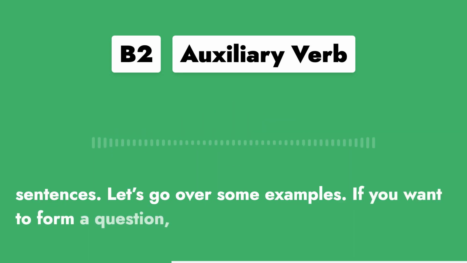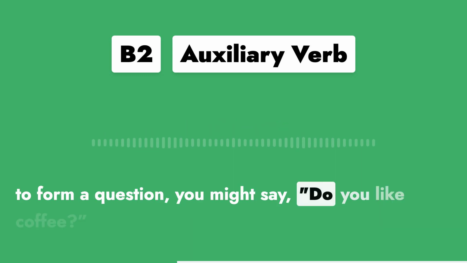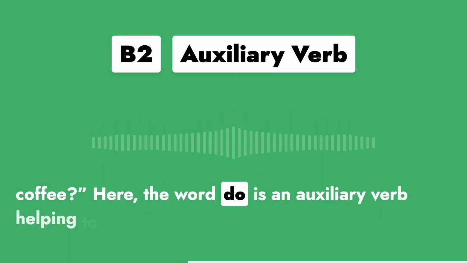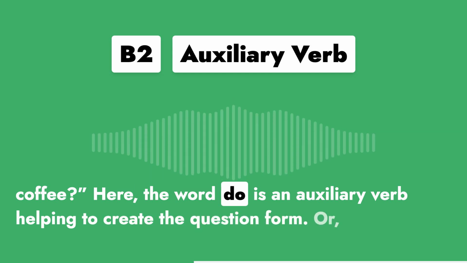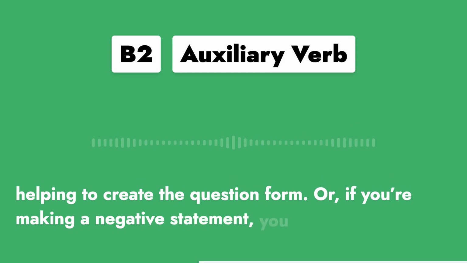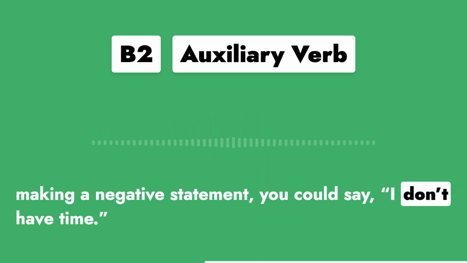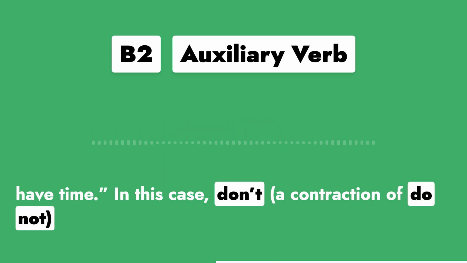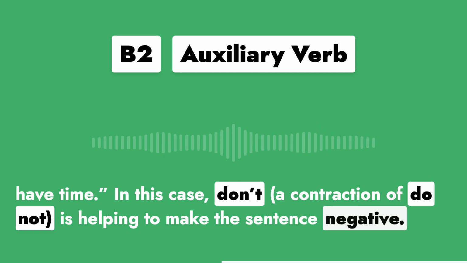If you want to form a question, you might say, "Do you like coffee?" Here, the word "do" is an auxiliary verb helping to create the question form. Or, if you're making a negative statement, you could say, "I don't have time." In this case, "don't," a contraction of "do not," is helping to make the sentence negative.